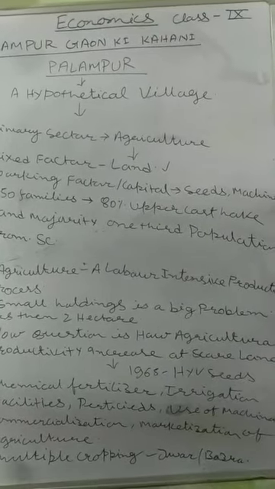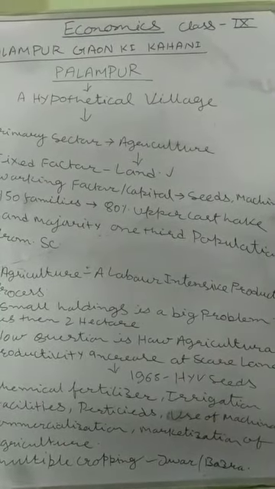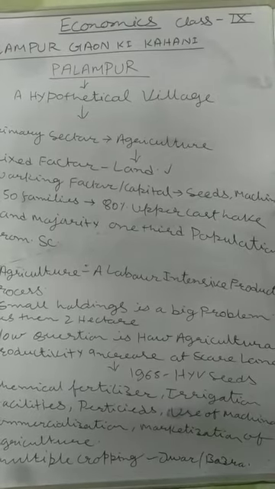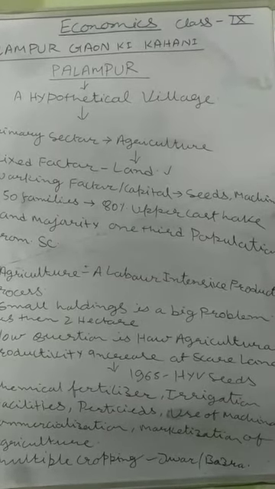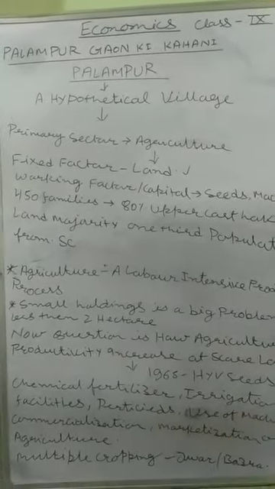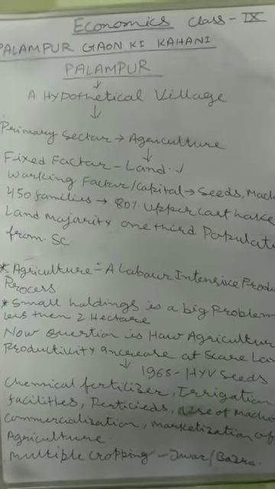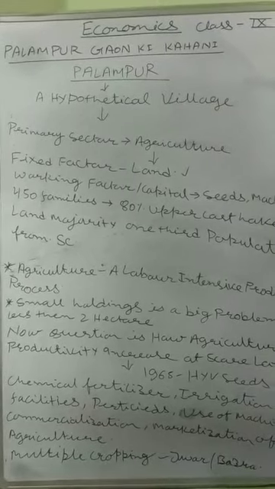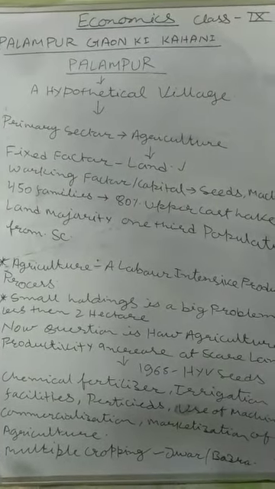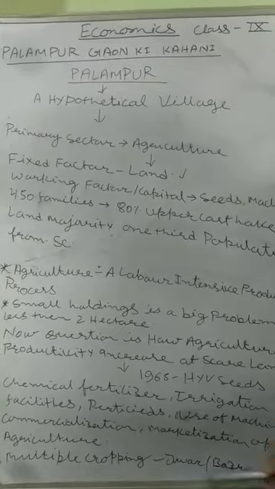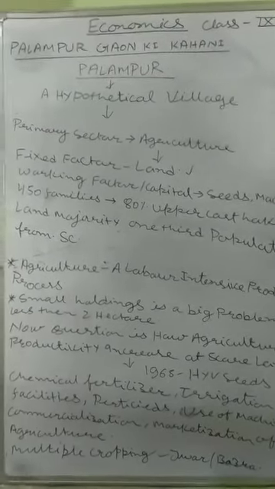Apart from the Green Revolution, there was another way to increase agriculture productivity on small land holdings, that is multiple cropping. Multiple cropping refers to the process in which we get two crops at the same time in the same field. For example, like jowar and bajra, we can produce them.